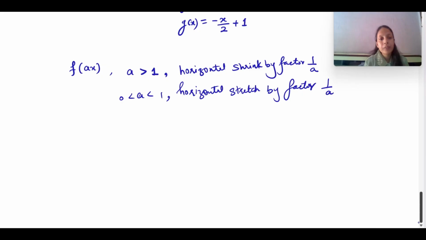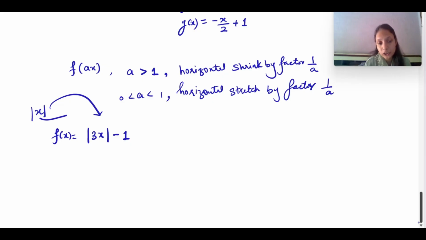So let's have an example. I have a function f(x) equals absolute value of 3x minus 1. I have to explain what transformations are used here. The basic function here is absolute x, and this is the new function after applying the transformation. The first transformation: your x is changed into 3x, and 3 is not multiplied outside, 3 is multiplied inside, inside the absolute bracket. Since 3 is greater than 1, I will use the word horizontal shrink.